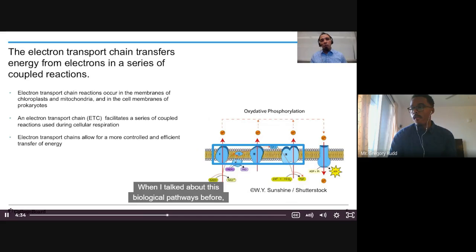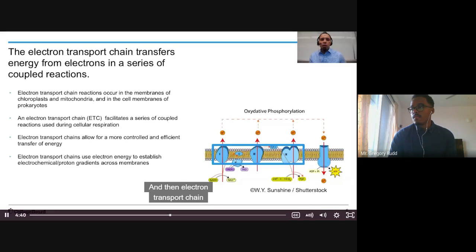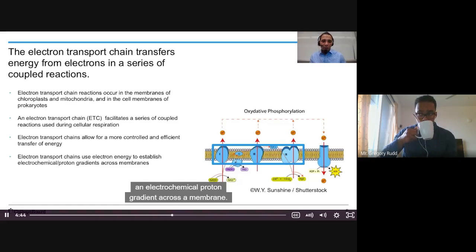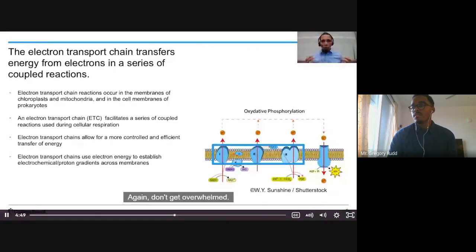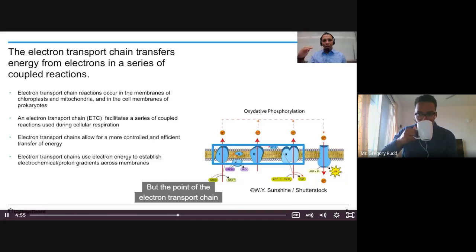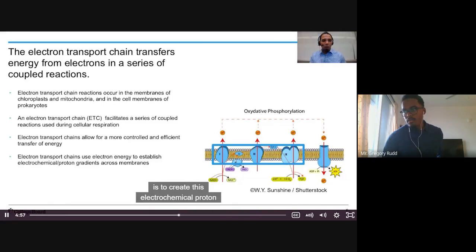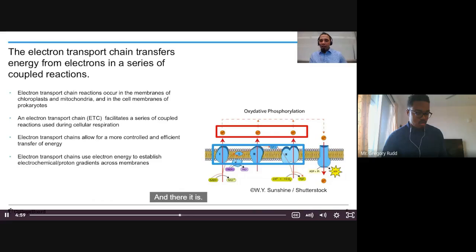When I talked about those biological pathways before, you want these small series of steps. It's more efficient. And then the electron transport chain uses electron energy to establish, again, an electrochemical proton gradient across the membrane. Lots of words. Again, don't get overwhelmed. Pause the video, draw the picture, go through and figure out ways to define these. But the point of the electron transport chain is to create this electrochemical proton gradient. And there it is, creating that gradient as those protons are moving across.